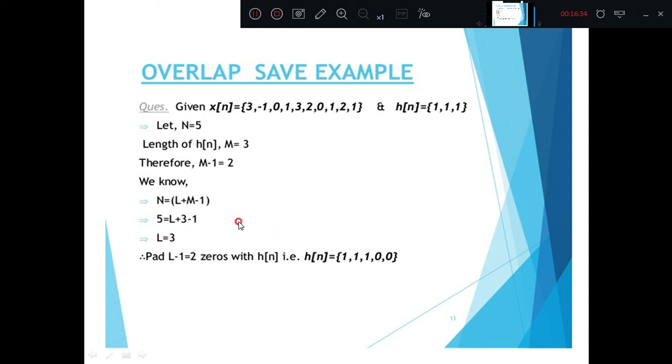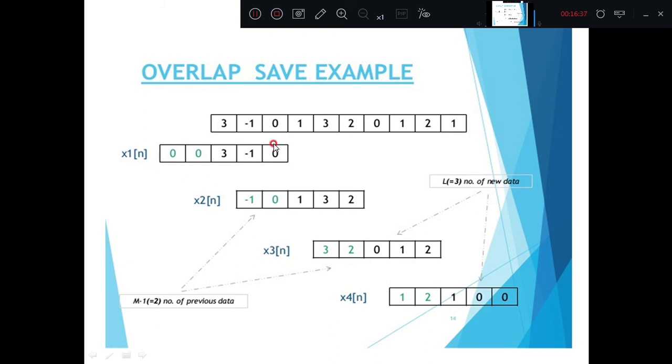So for example, here you can see L is equal to 3. So I have taken 3 minus 1 zeros, then 3 samples I have taken. Next, after 3, next 3 samples for x2 of n, 1 3 2. Next 0 1 2. Next is what? 1, right? So here I have taken 1.